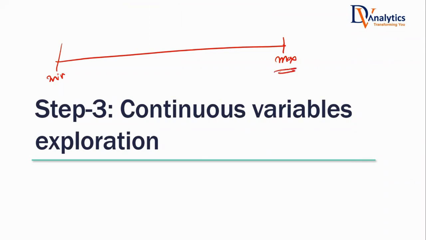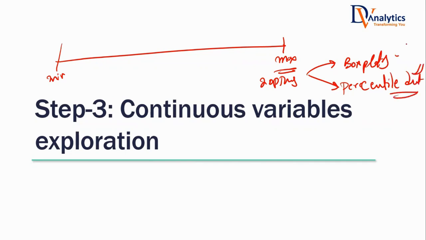I want to see everything crystal clearly. Then what should I do for exploring continuous variables? There are two options. Box plot, and I can look at the percentile distribution. If I want to see exactly, a complete drill down, then I can do the percentile distribution.